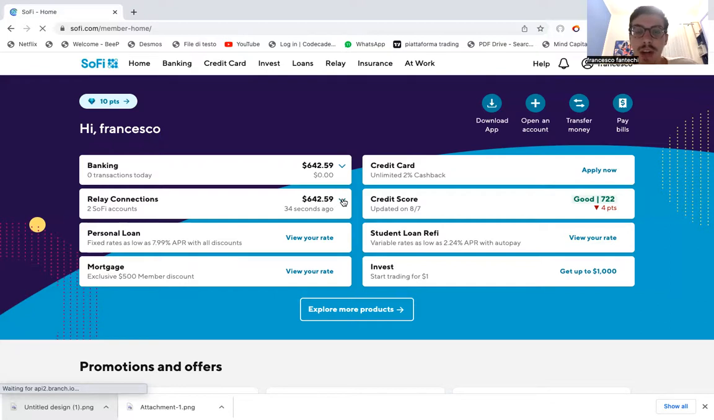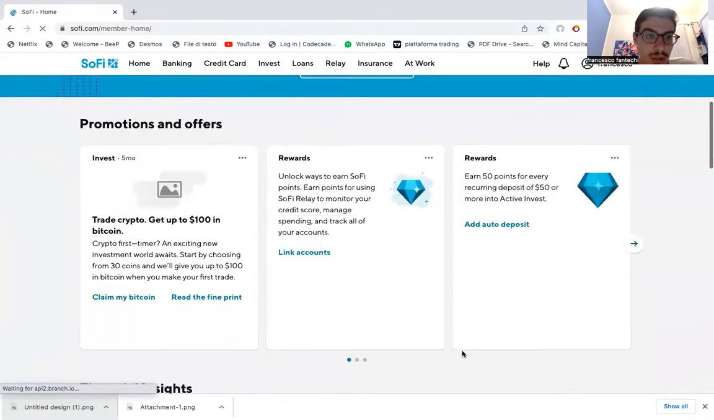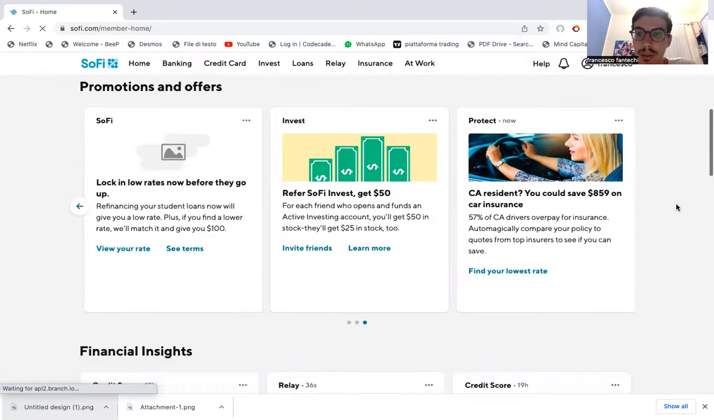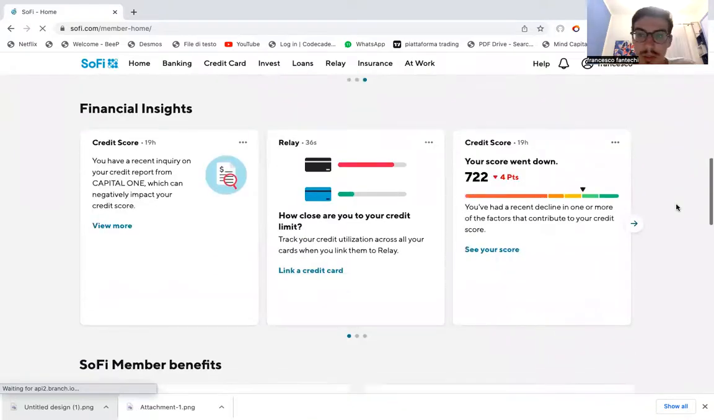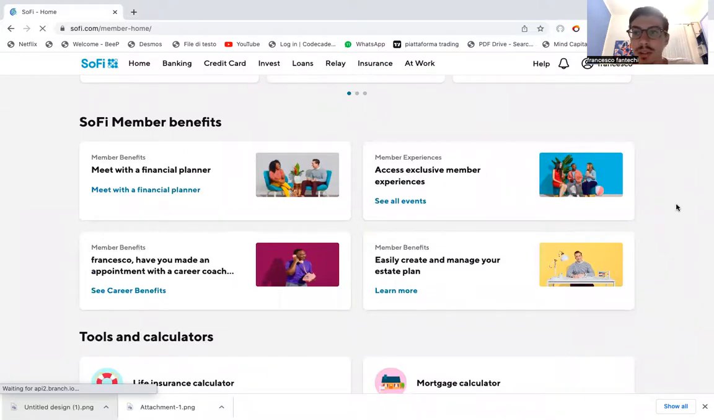And then you also have the opportunity to refinance your student loan and invest in stocks and crypto. You can also, like here, open a new account, transfer money, and pay bills directly from your SoFi account. Here there are also some promotions and offers. So basically, every day you have all these different rewards that SoFi offers you, and you can literally get money for free when you join these programs. You have credit score, and here there is also a blogging experience that you can use thanks to SoFi.